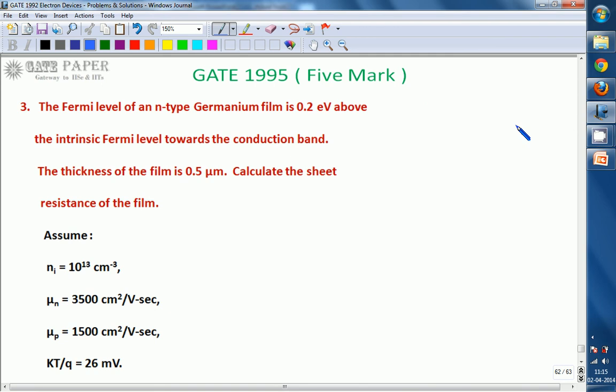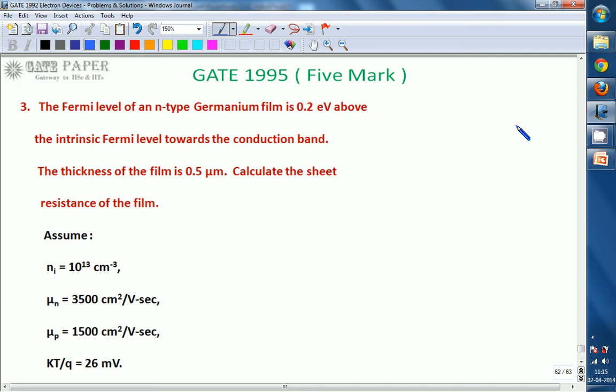We are discussing the GATE 1995 ECE paper. This is a 5 mark question related to electronics. The Fermi level of an n-type germanium film is 0.2 electron volts above the intrinsic Fermi level towards the conduction band. The thickness of the film is 0.5 micrometers. Calculate the sheet resistance of the film.